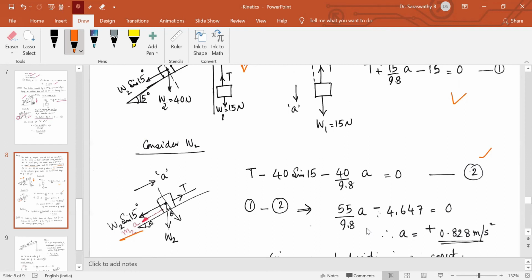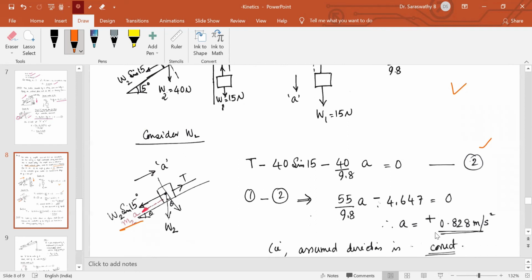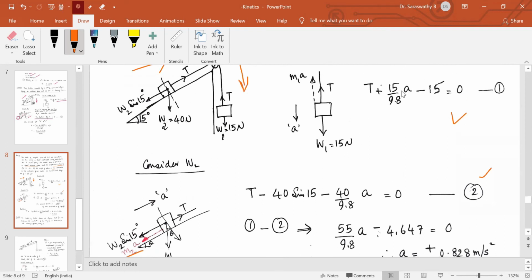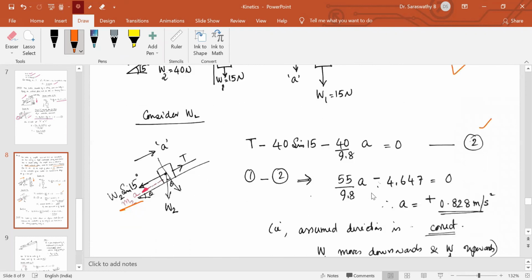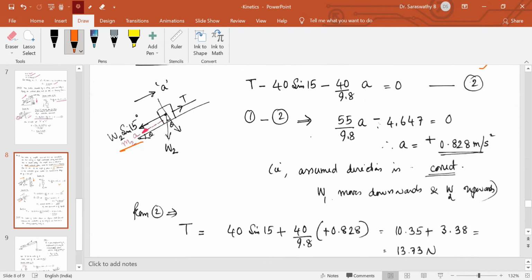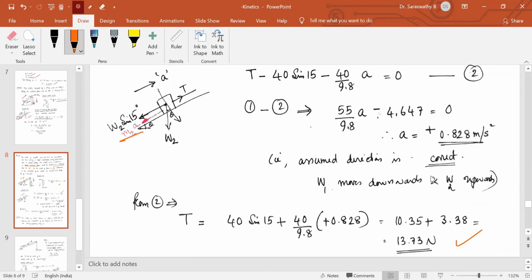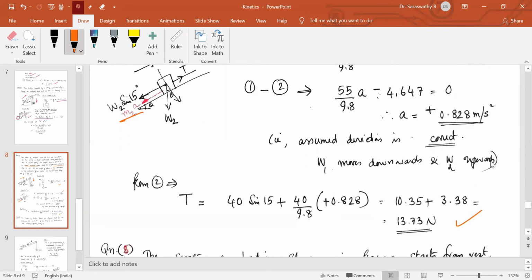1 minus 2 will give you the acceleration. Once you get this acceleration, you substitute back in 1 or 2, any of these equations, and you will get the tension in the string. Here we are getting acceleration as a positive value, so the assumed direction is correct. W1 moves downwards and W2 moves upwards. If you get this answer as negative, then it indicates that the assumed direction is wrong. And finally, you will get the answer as correct.